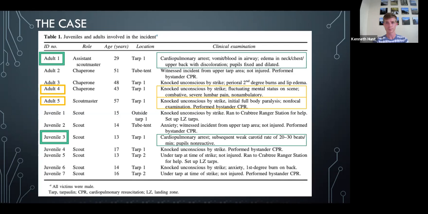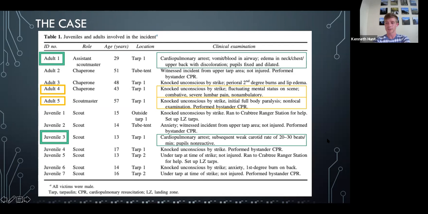So this details everyone that was affected, so all of the scout members. I wanted to highlight the 2 casualties, adult 1 and juvenile 3. For adult 1, he received 90 minutes of CPR in the field before being pronounced dead on the scene, and this is his clinical evaluation. Juvenile 3, and these were both under Tarp 1, as you can see as well.